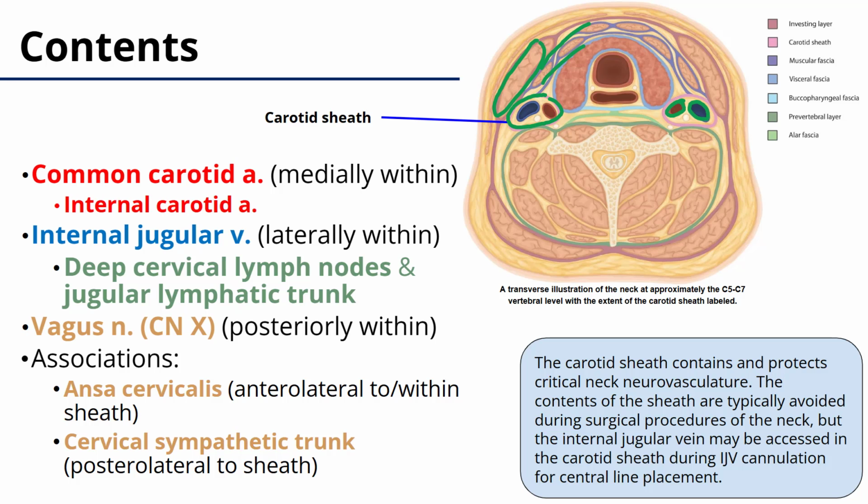There are going to be associated lymphatics with the IJV, namely the deep cervical lymph nodes and the jugular lymphatic trunk. These structures may be invisible to you upon dissection unless there's some sort of a lymphadenopathy, in which case the deep cervical nodes may be very visible to you. In dissection, you can part the common carotid and IJV to come across the vagus nerve or cranial nerve 10 that's located posteriorly within the sheath.